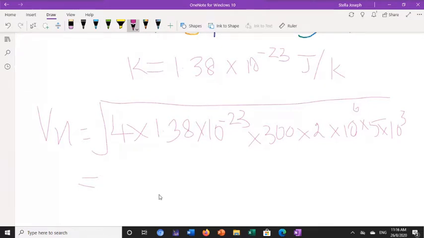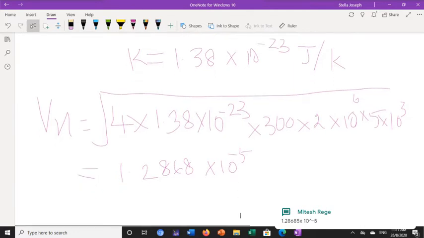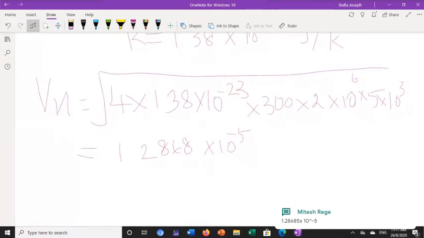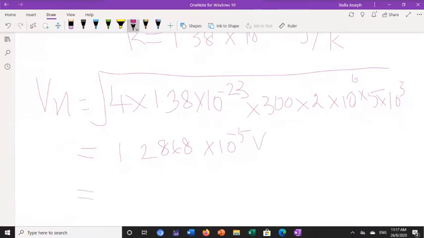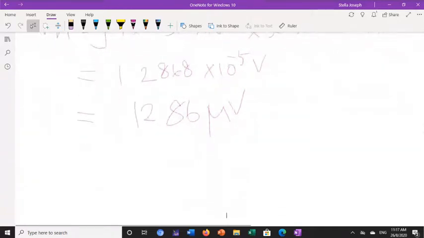1.2868 into 10 raised to minus 5 volt. So we can also write it as 12.86 microvolt, by making it 10 power minus 6. So we can write it as 12.86 microvolt.